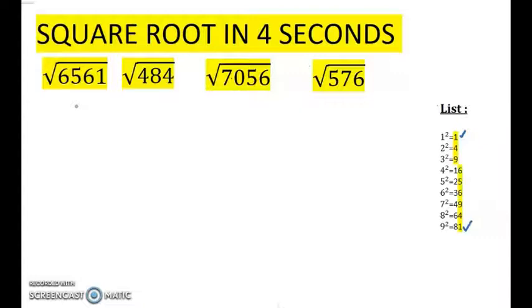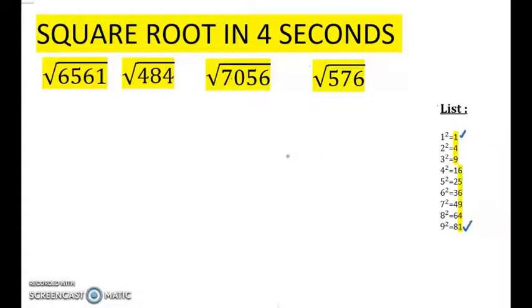So, step 1. Alongside your pages, calculate all the square numbers from 1 to 9, as I did here on my list on my right hand side. Step 2. Highlight all the unit numbers of the answers of the squares of the numbers 1 to 9. So I've highlighted all the unit numbers of the answers of the squares of these numbers: 1, 4, 9, 6, 5, etc.